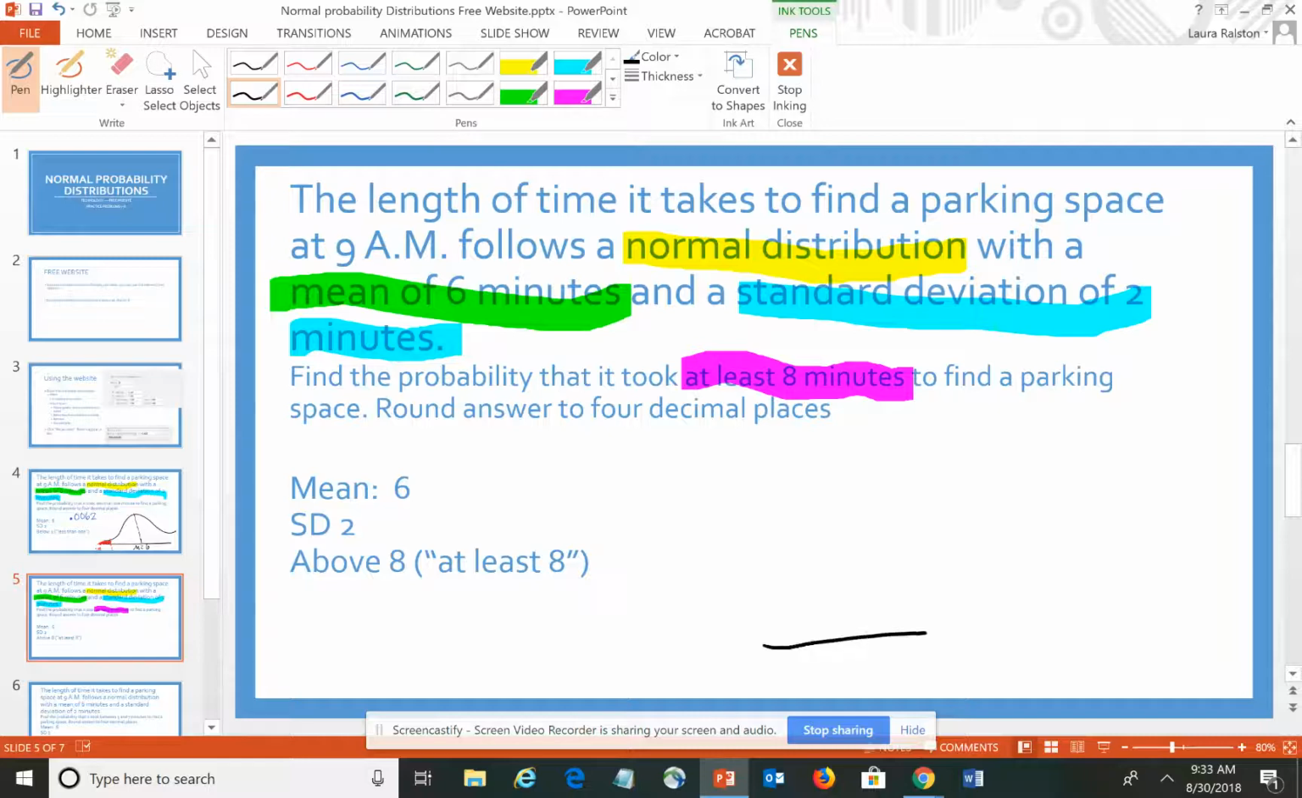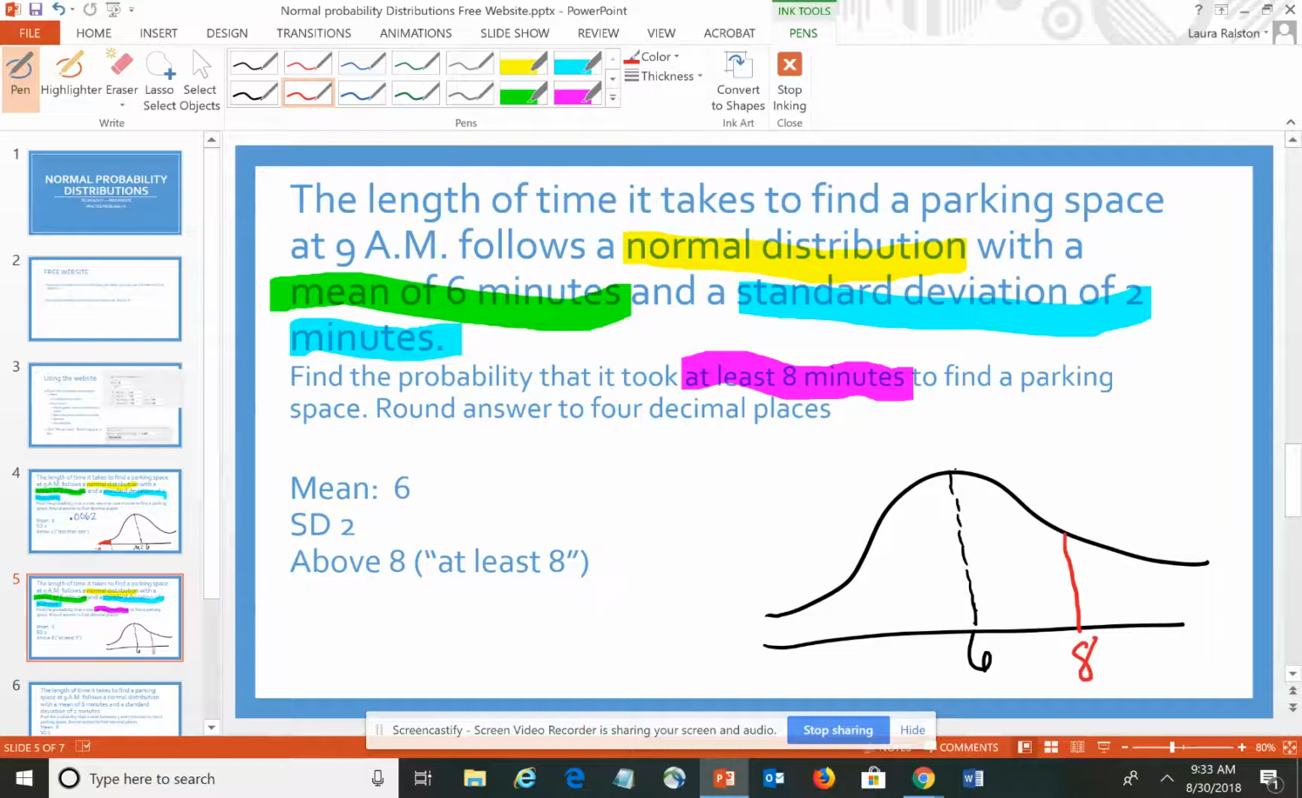Again, you want to kind of draw yourself a picture. You have your horizontal axis, your bell-shaped curve. The mean is in the middle, which is 6. Our point of interest here is 8, because it says at least 8 minutes to find a parking space. So 8 is going to be to the right of 6. And we want to be at least, which means greater than or equal to that. And again, theoretically, this does go out to positive infinity. So again, we have all the information we need. We have the mean, the standard deviation, and that we're doing above 8.